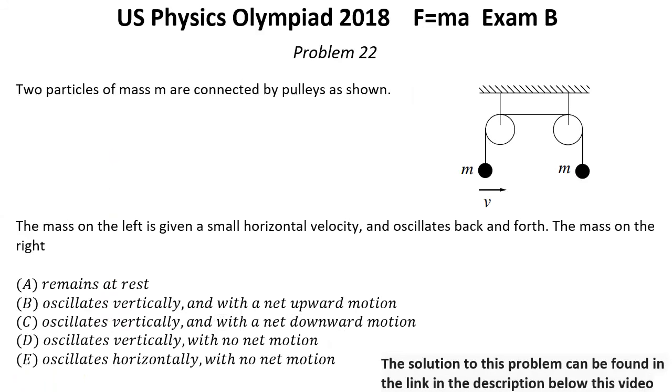Problem number 22. Two particles of mass m are connected by pulleys as shown. The mass on the left is given a small horizontal velocity and oscillates back and forth. The mass on the right will behave like this.